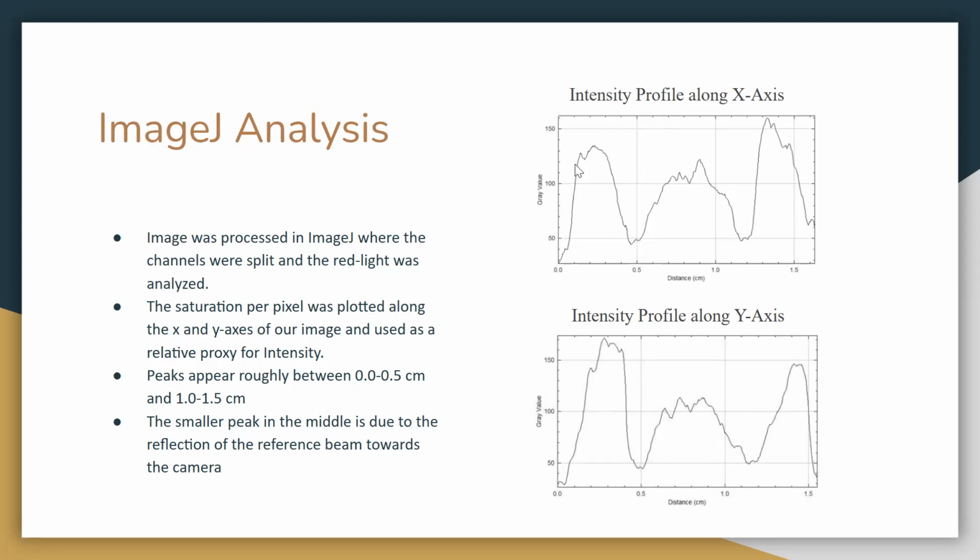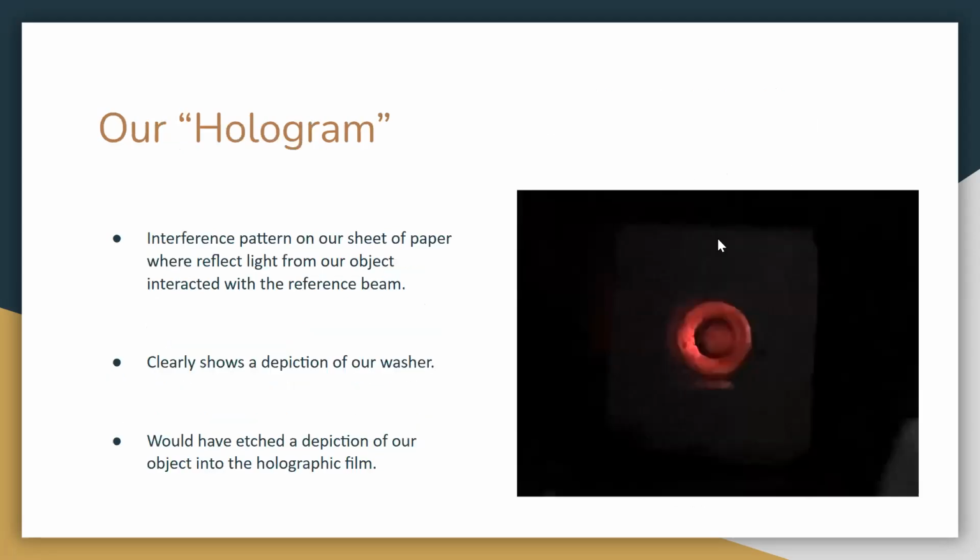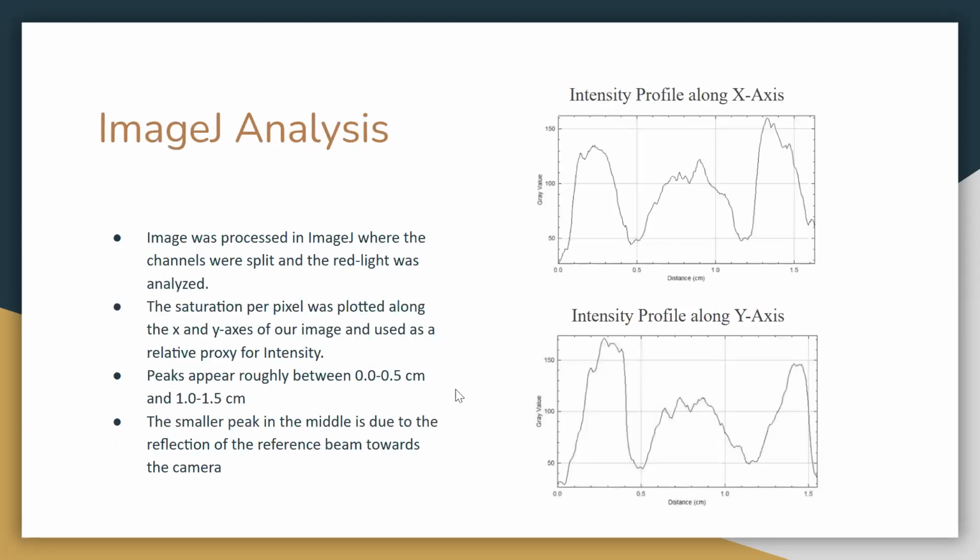And you can see these two major peaks in each image, roughly between 0 and 0.5 centimeters and 1 and 1.5 centimeters. And we believe that the smaller peak here is due to this reflection, as seen in this image, of our reference beam towards the camera.